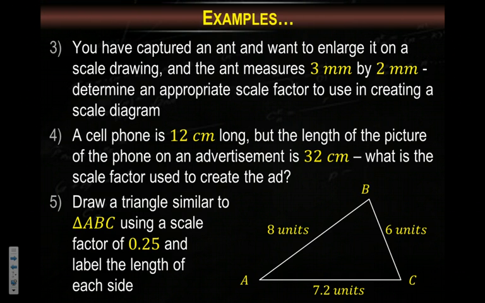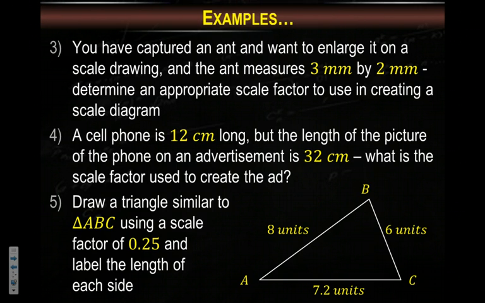Well, what's 0.25 as a fraction? 25 over 100, or reduced to a quarter. A quarter. So if you're drawing it a quarter size, it's going to be smaller, okay? It's going to be a smaller triangle. Now, when you draw it then, you can figure out what each of these sides would be as well. What's a quarter of 8? What's a quarter of 6? What's a quarter of 7.2?